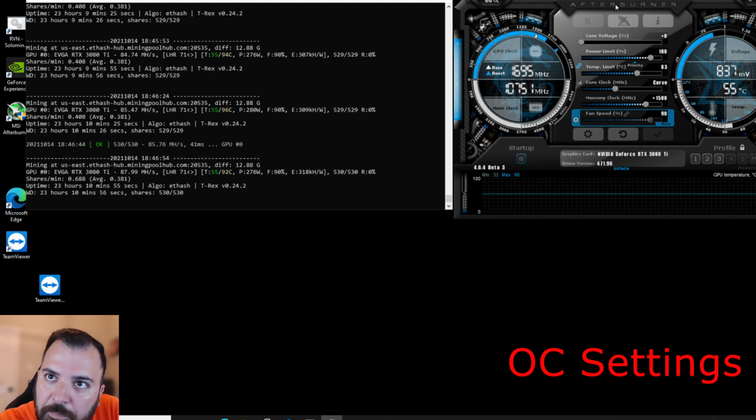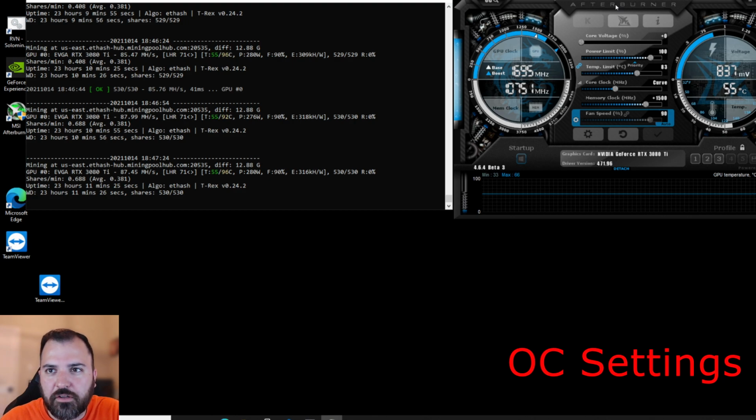I left power limit at 100, I didn't mess with it. And the memory clock, I did put it at plus 1500. Fan speed, I left it at 90. I want it cool. I don't want it to be 60 degrees, and also the memory junction temperature is a big concern of mine. So I could push it up to 100, but noise levels, you know, all that good stuff.